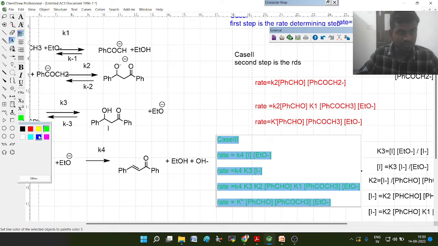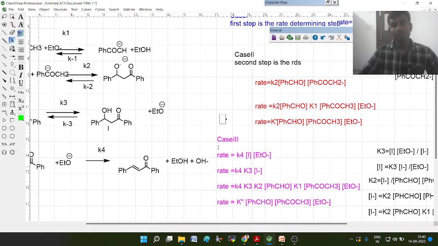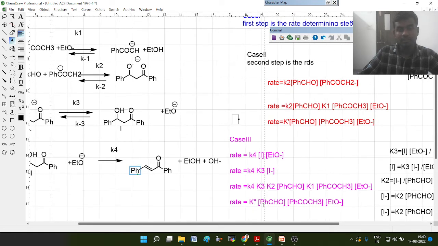That's not a good choice. So what is the problem? The problem is case 2, where the second step is the RDS. We can also have a third order equation here, and if you consider the K4 also, I can get a similar expression. Now the question is, which is the rate determining step?